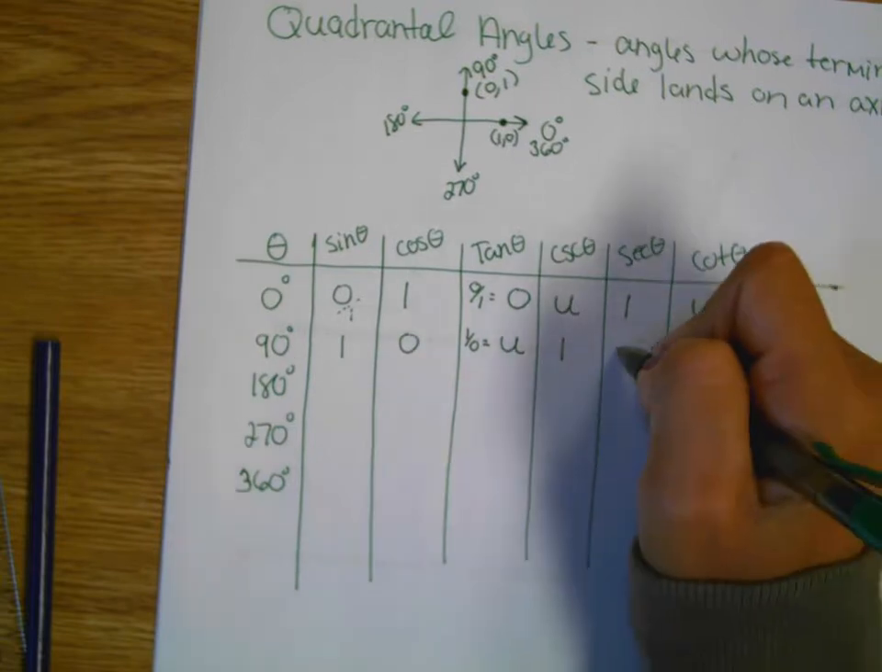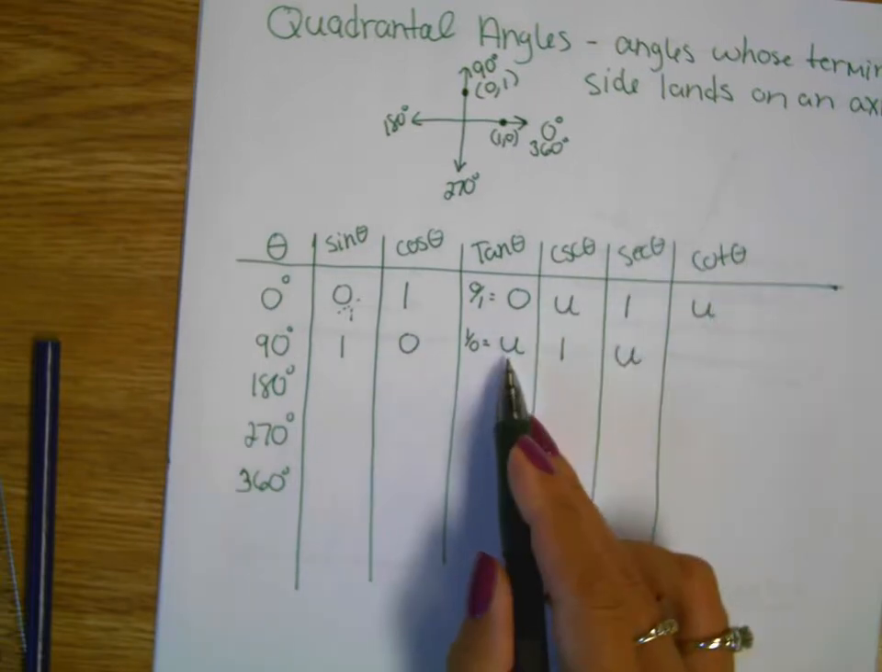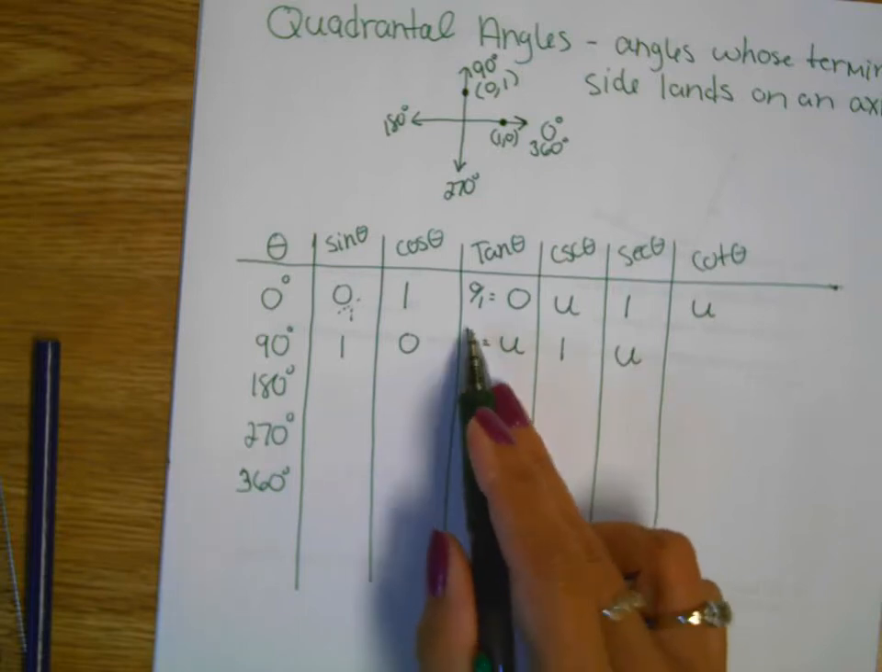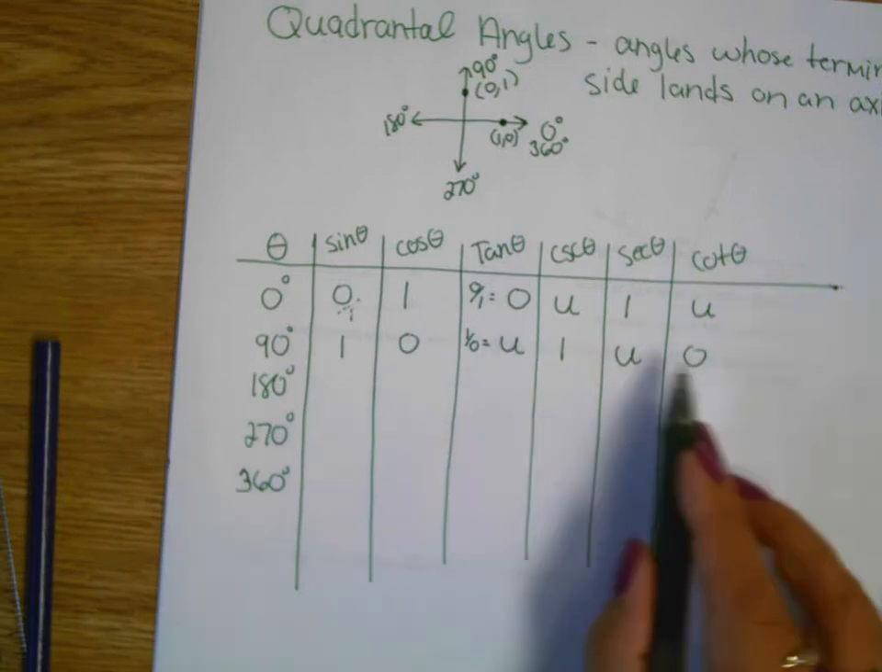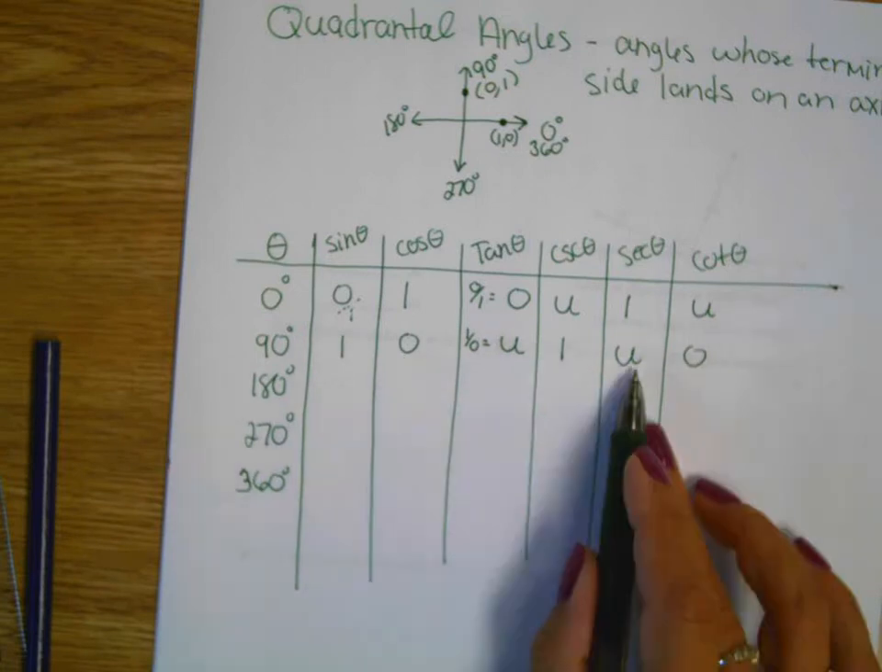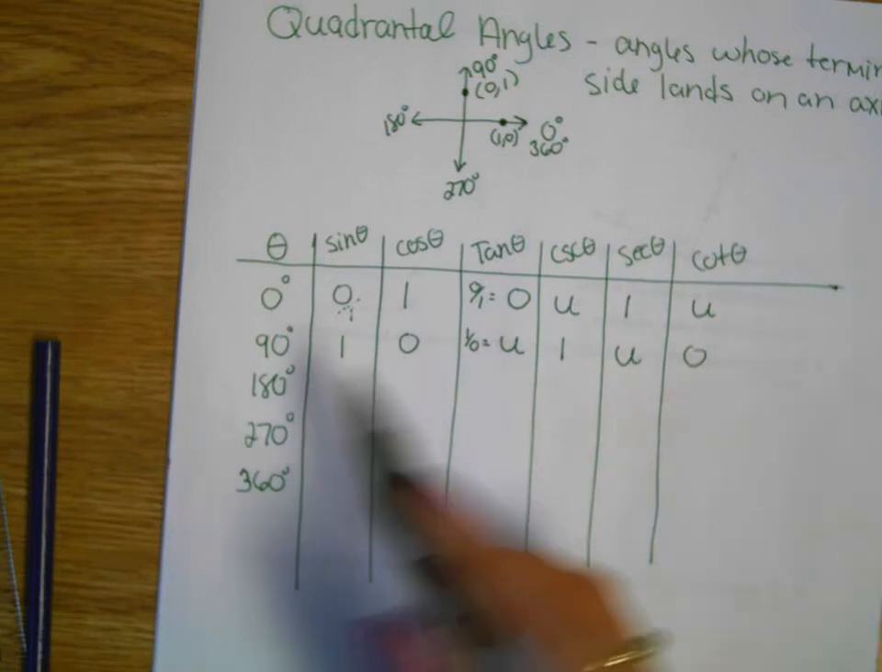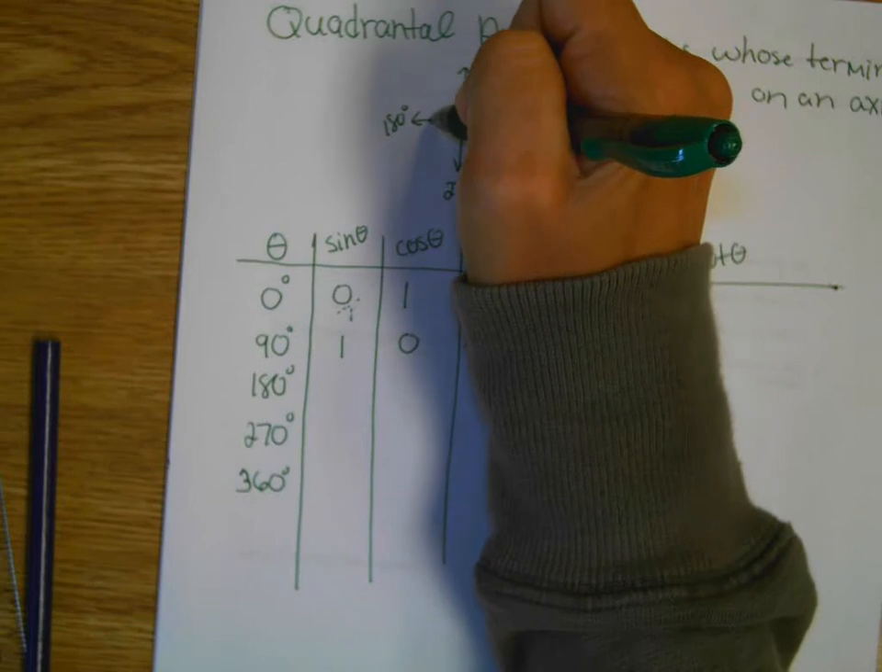I get 1 over 0. What happens when you flip undefined over? You're going to go back to 0, because it's going to be 0 divided by 1. Nice. So if you have an undefined and you flip it over, you're at 0. If you have a 0 and you flip it over, you go to undefined. Back and forth. 180. What's our ordered pair there?